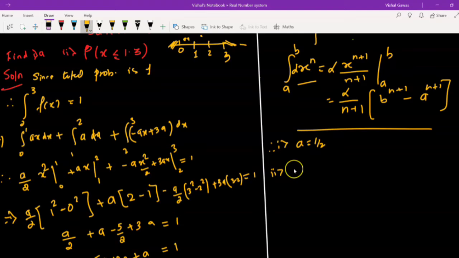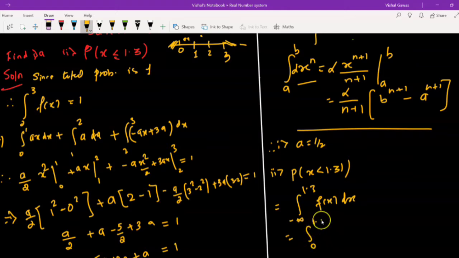What about question 2? We need to find the probability of x less than 1.3, right? So this is equal to the integral from minus infinity to 1.3 of f of x dx. But the function is defined as 0 from minus infinity to 0, so only from 0 to 1.3 of f of x, because before 0 the function is 0, if I look at the function, right? So therefore what do I get? Let's see.